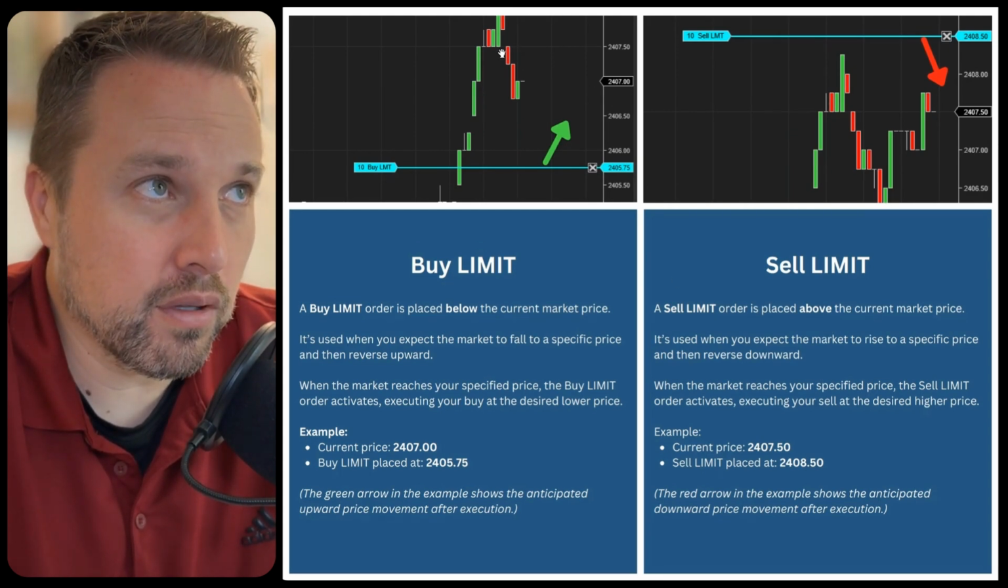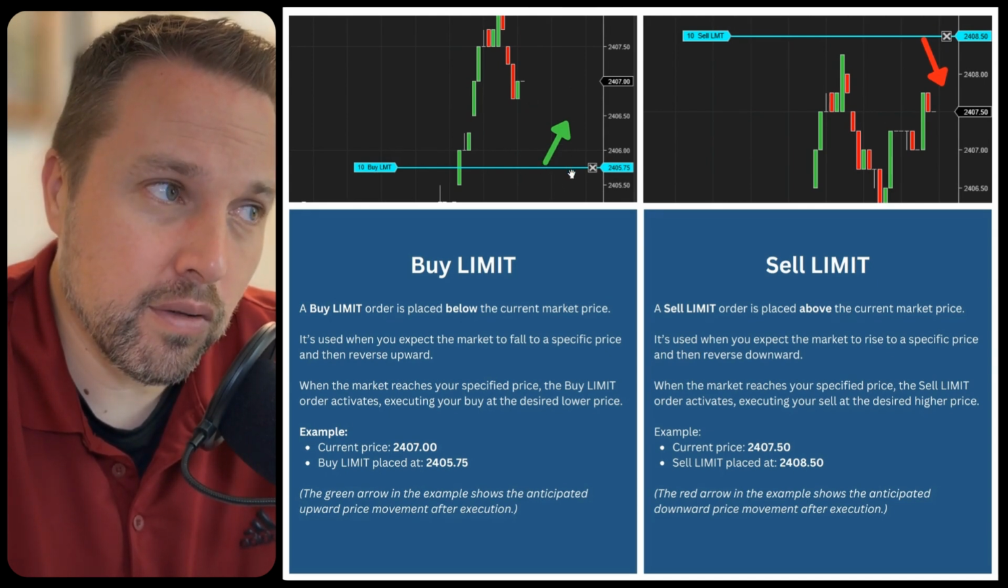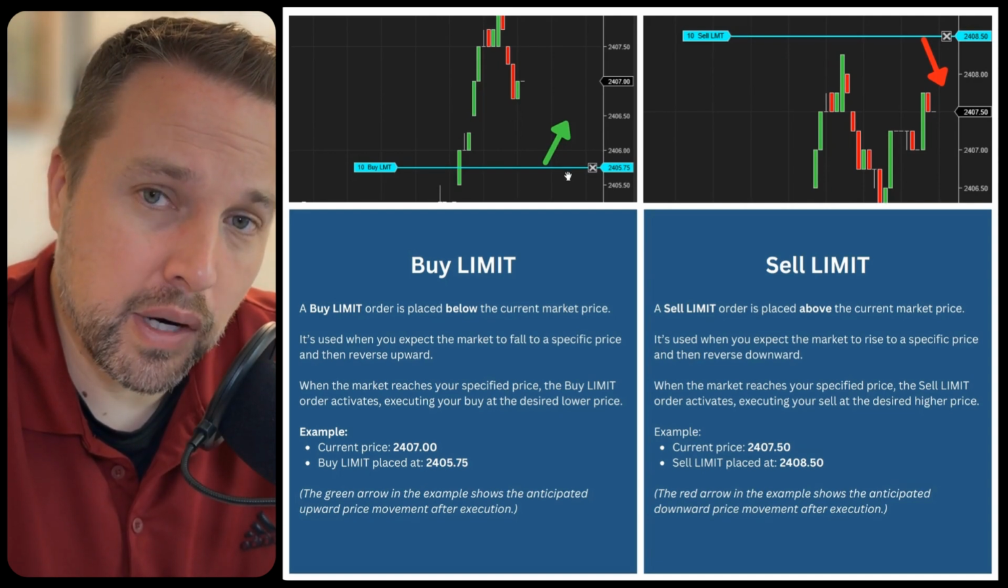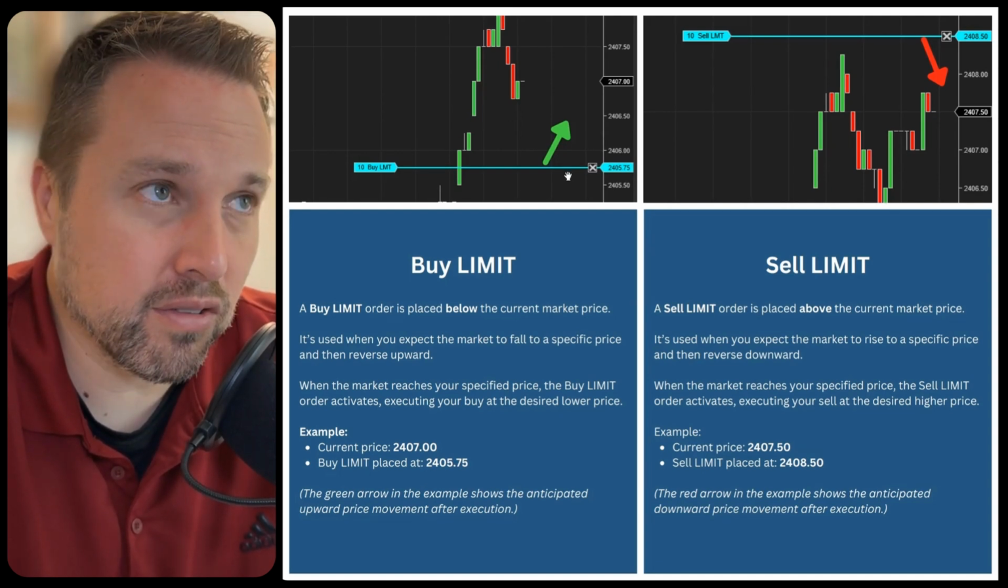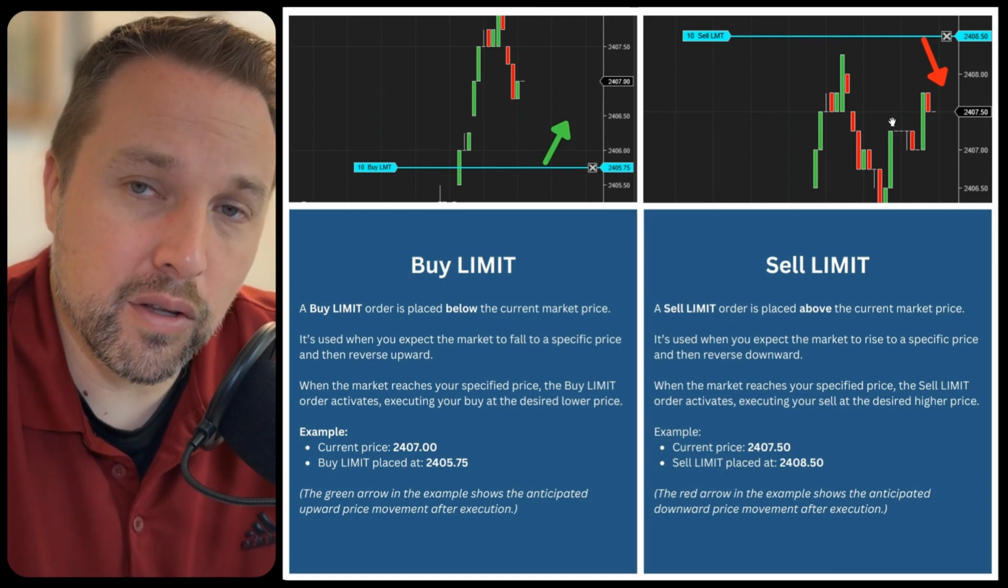So in this example, if I expect that the price would pull back to this level and then take off again, I would place my limit order at this level so that when the market reaches this level, I will have a buy order that is guaranteed to fill at this price or better, so I don't have to worry about slippage. The sell limit order is placed above the current market price and then follows the same idea.